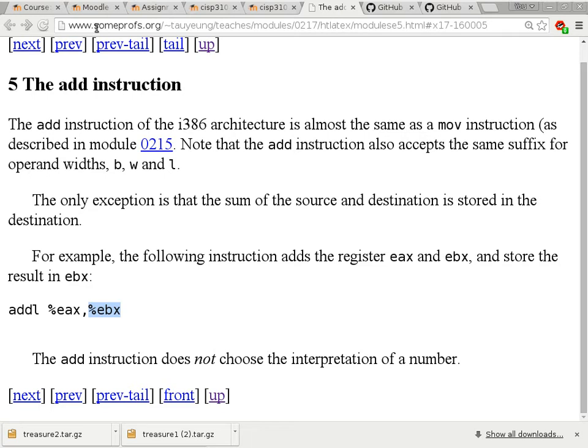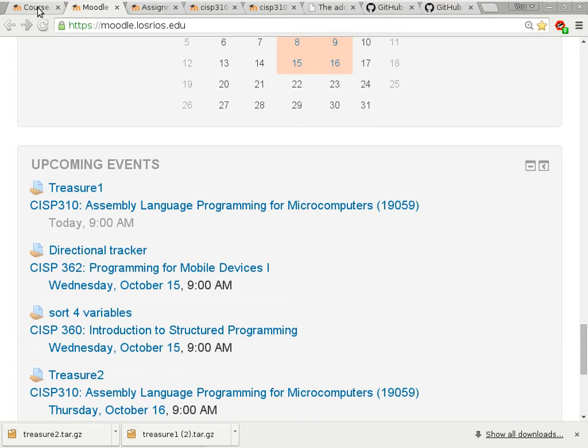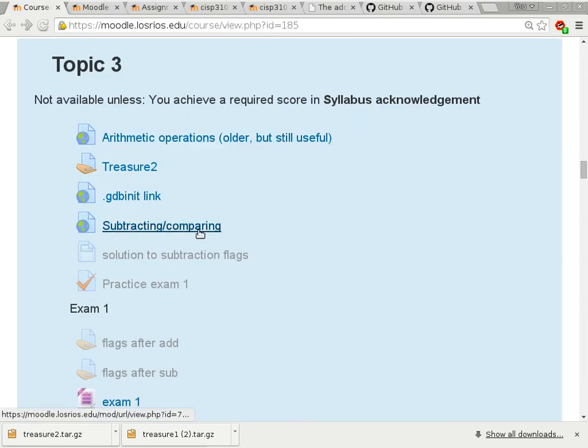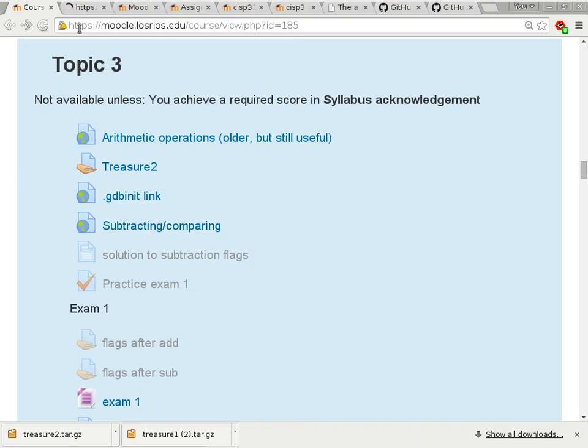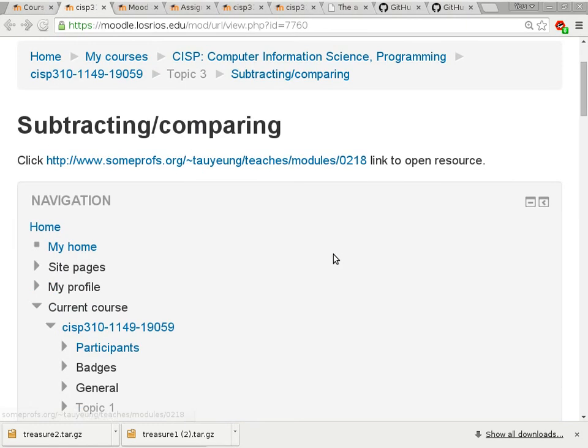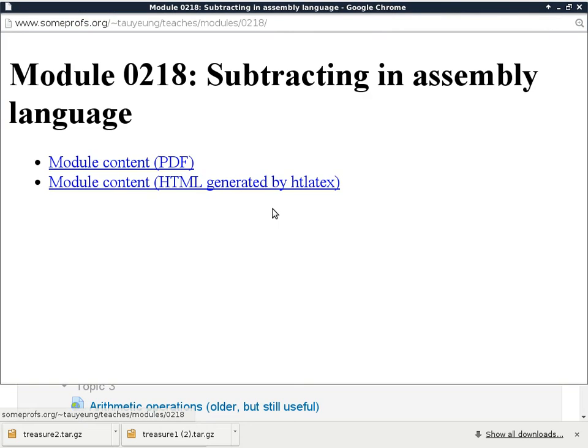If there are no other questions, we'll move on and talk about subtraction. Okay, very exciting topic here, comparing and subtracting. So comparing and subtracting is, well, I was just kidding when I said it was very exciting. It's actually not very exciting.